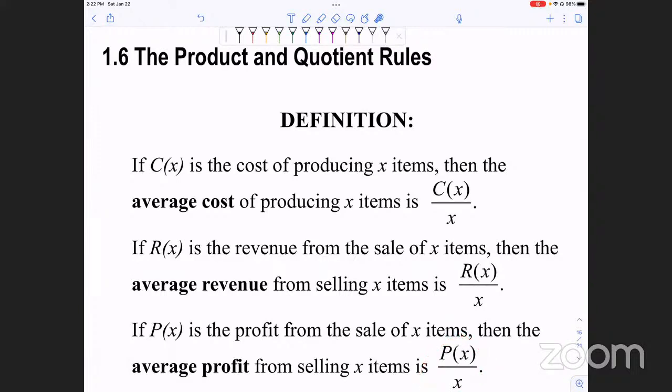This is the total cost, total revenue, total profit. Whenever you want to find the average, you take the total divided by the number of items. If you have 10 items, you take the total cost divided by 10. So x is the number of items produced and or sold, and the average is the total divided by the number of units. So these make sense for average cost, average revenue, and average profit.